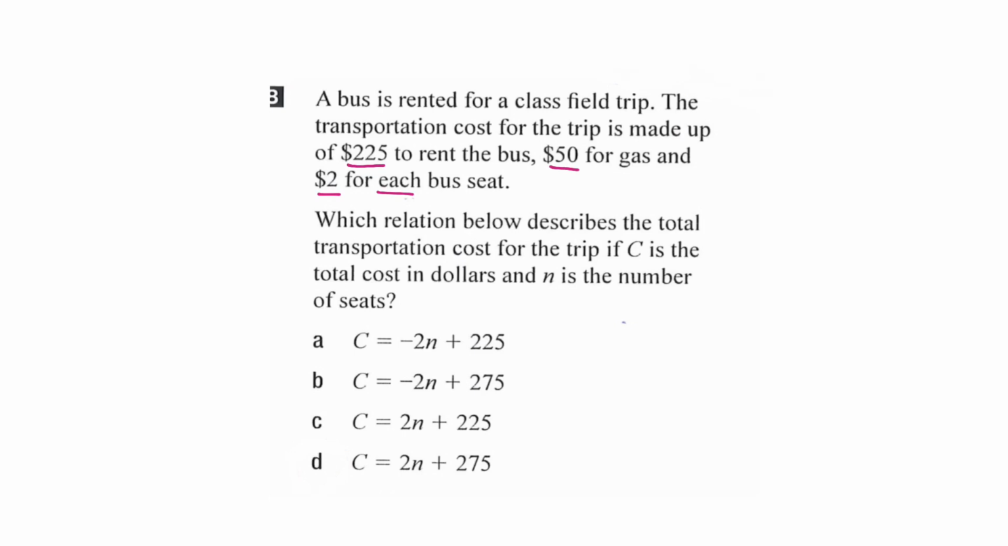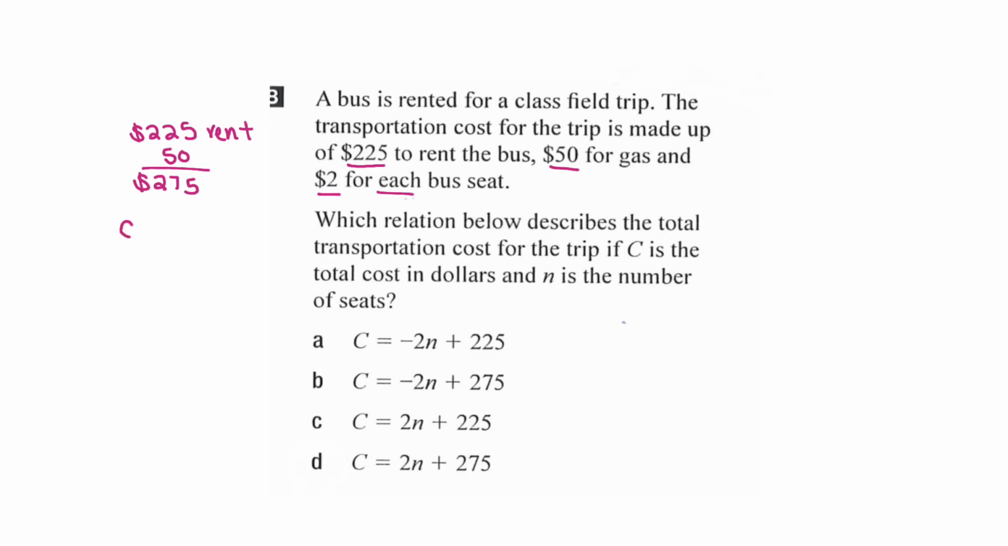So one of the best strategies for solving an EQAO question or any multiple choice question is to cover up the solutions, or don't look at the solutions at all, and try to answer it yourself on your own. So first of all, there are two things that are adding up to the initial value. So we have the $225 to rent the bus, and then $50 for gas. So that adds up to $275 initial value. And then it's $2 for each bus seat.